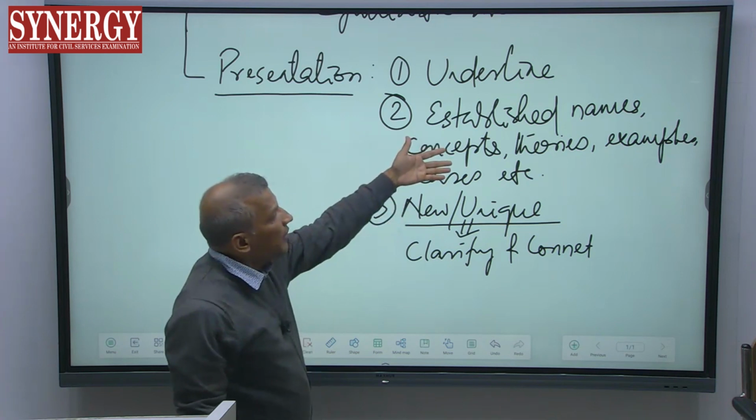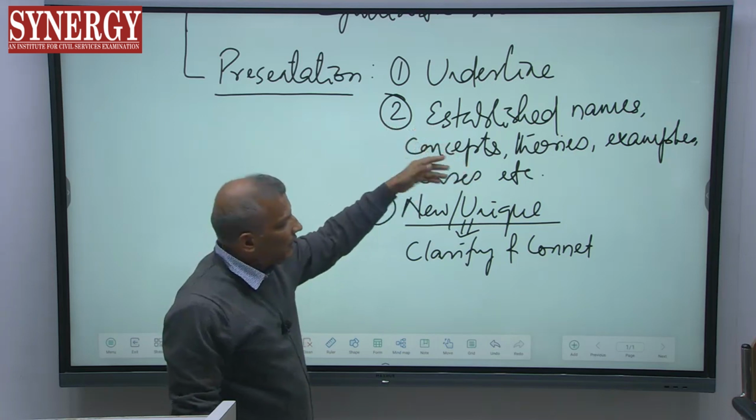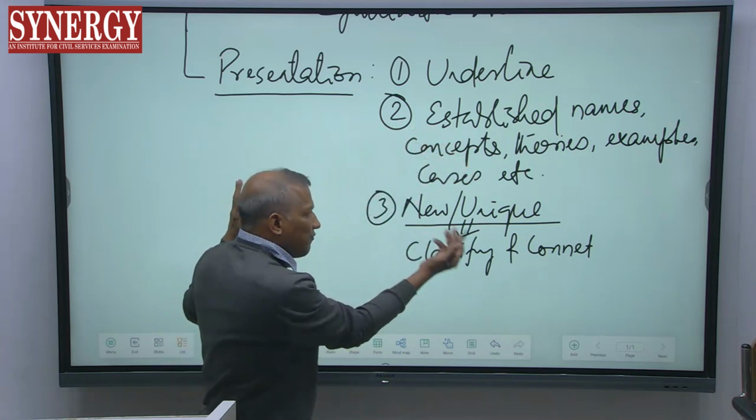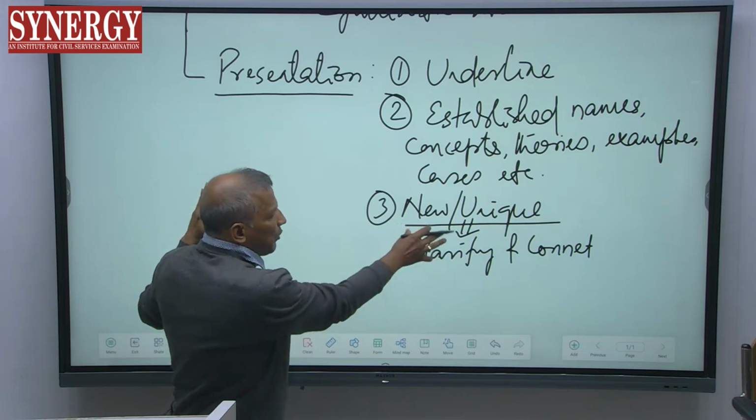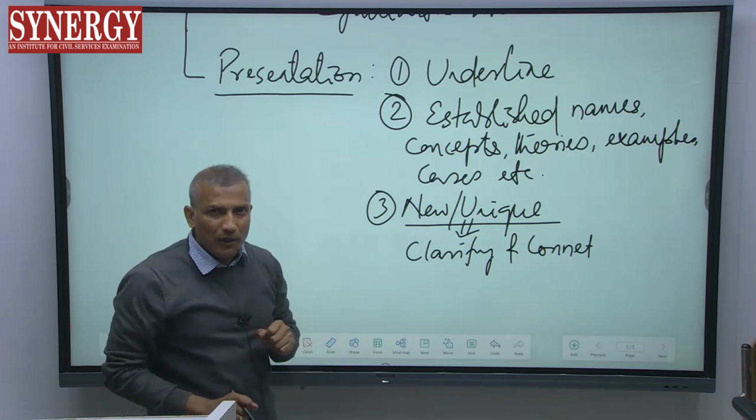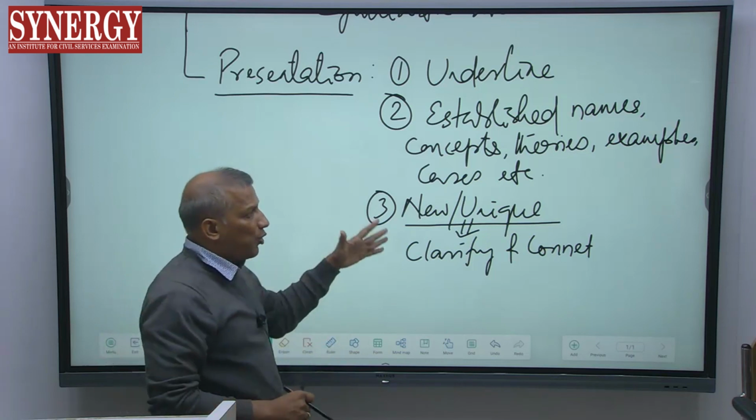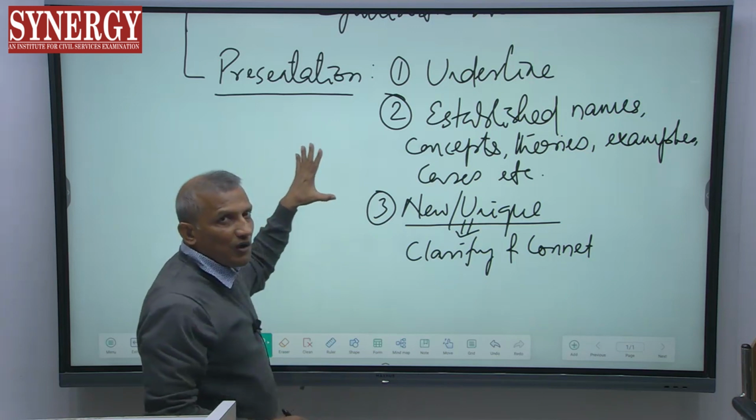If, let's say, established names, concepts or theories you have not written, or they are not there, but you are writing this, fine, but you have to clarify why you are writing it, in what context, and how it is related to the argument that you are presenting. This is important that you should be doing. So this is relating to content.